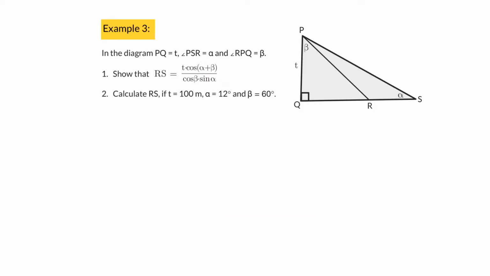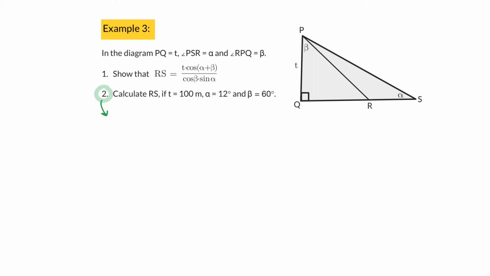Now, the last question is more in the structure of how you'd expect it to be in an exam or in your exercise book. So it says in the diagram, PQ is T, angle PSR is alpha, and angle RPQ is beta. Show that RS is equal to T times cos of alpha plus beta, all over cos of beta times sine of alpha. Now, here's the beautiful thing about these kinds of questions. Even if you get completely stuck, you could always do the second question. So let's actually start by doing the second question.